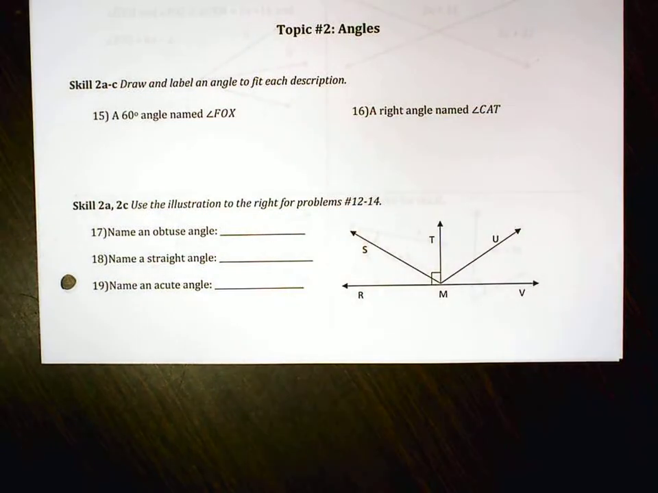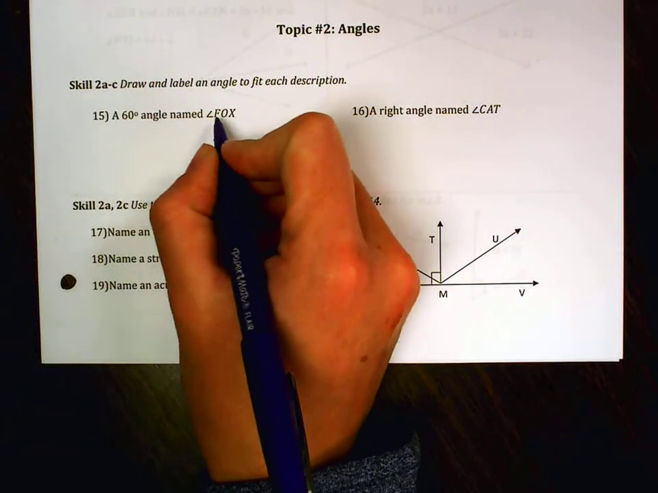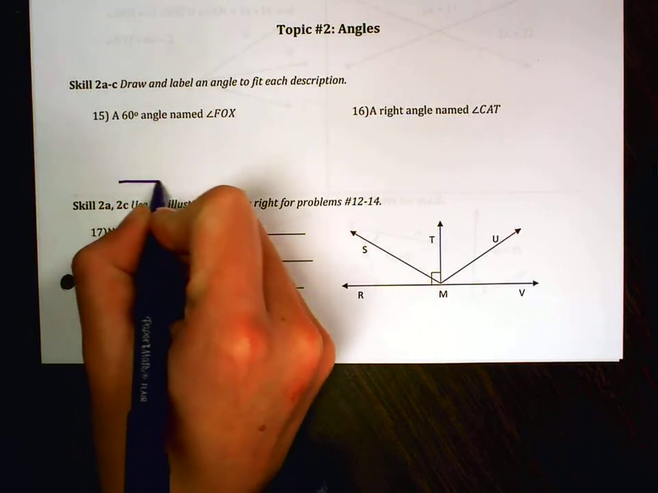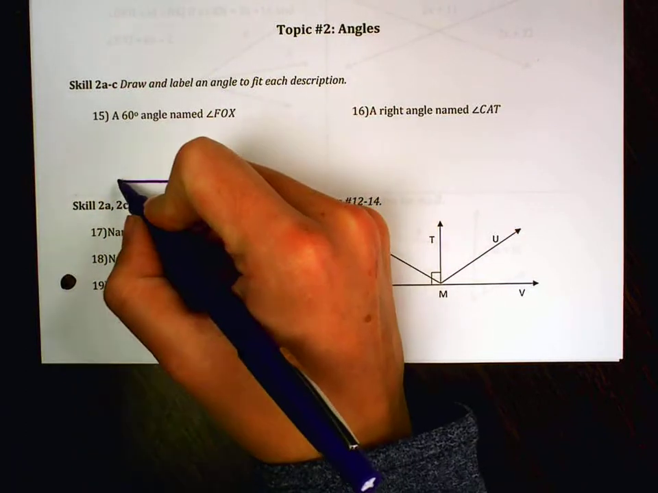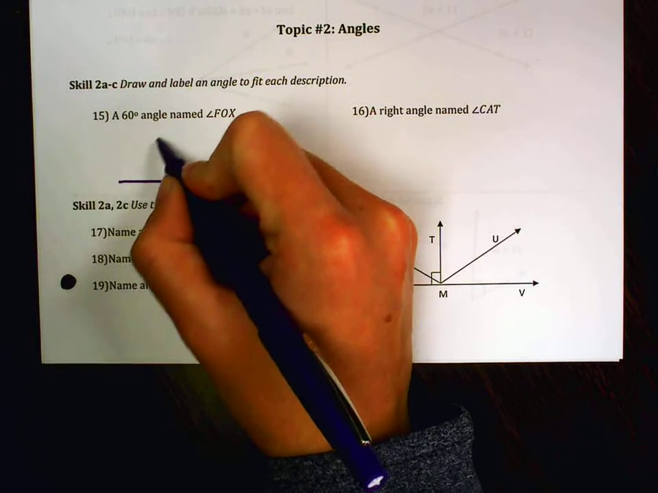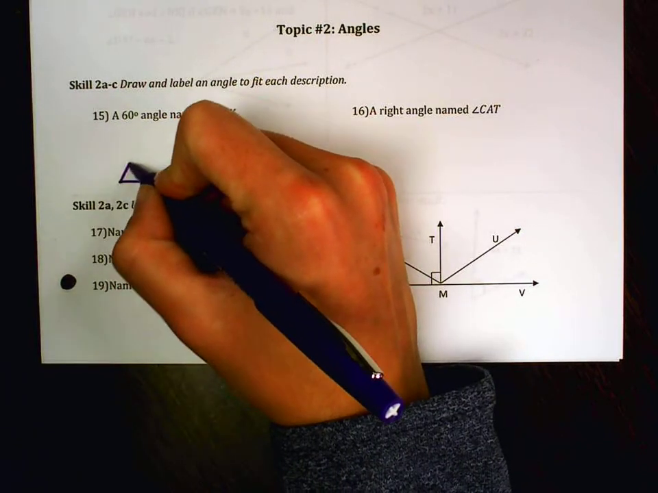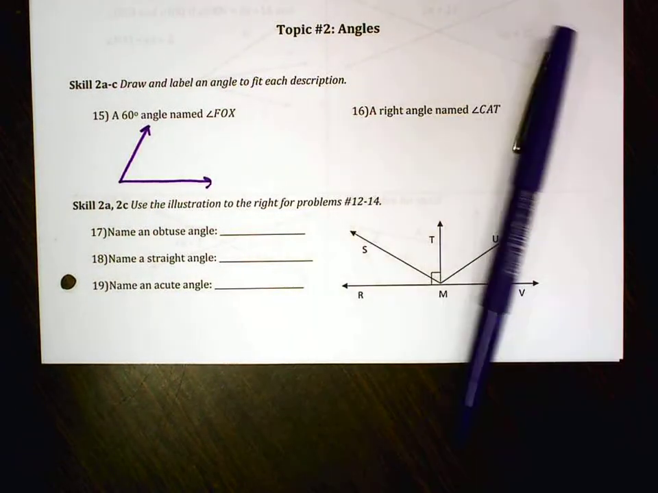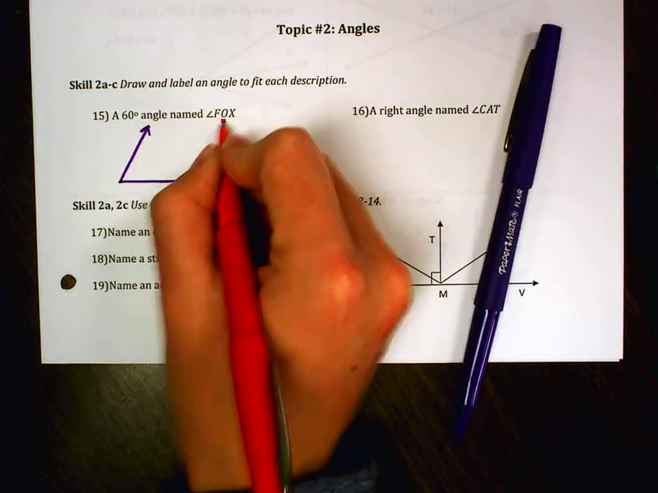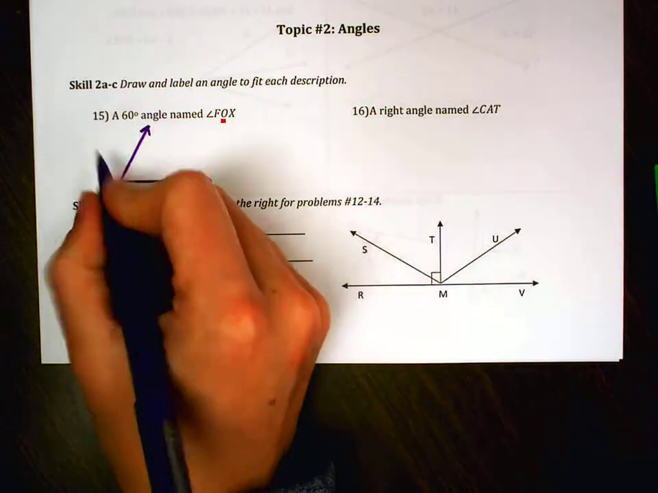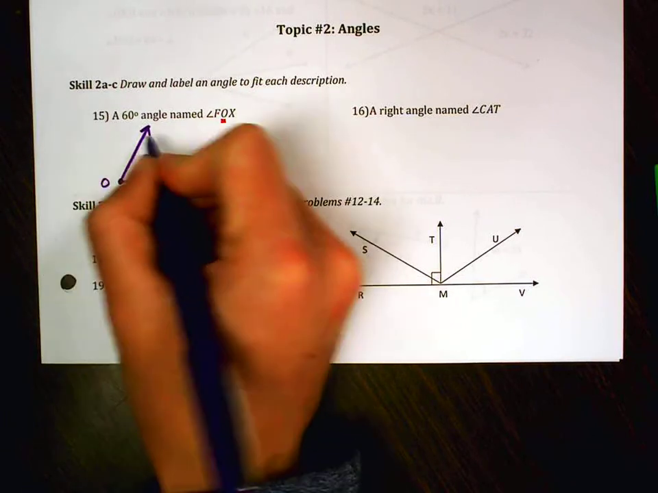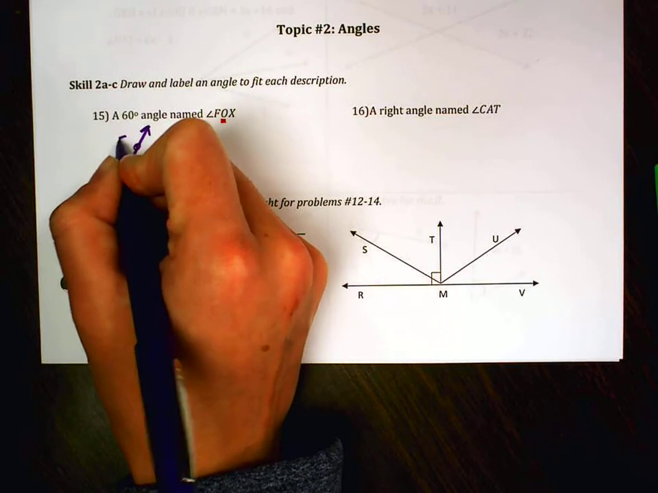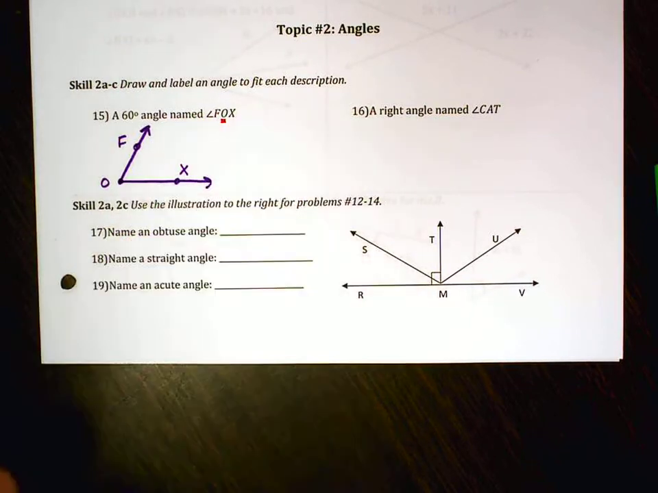So let's do this problem, a 60-degree angle named angle FOX. Let's start with just this. We know a 60-degree angle has to be bigger than 45 degrees. So 45 is probably about here. So I need to make sure it's a little bit bigger. And then when I name it, I know that this letter here has to be the vertex here. So this has to be O. And then it could be FOX or XOF. It doesn't really matter, but the O has to be in the middle.